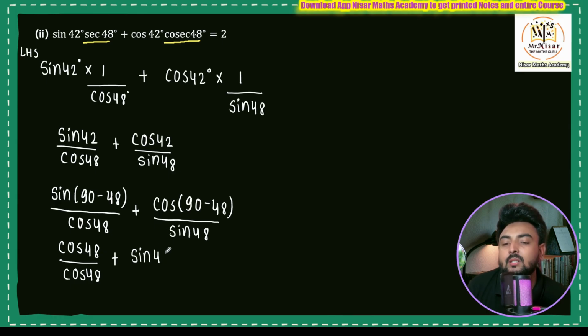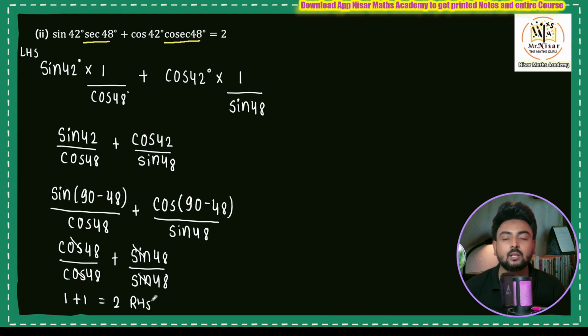So sin how much? What is the value of theta? Theta is 48. So sin 48 upon sin 48. So what will happen here? Both numerator and denominator are the same. This will get cancelled. 1 plus 1 will be 2. That is equal to RHS. Okay, very easy question it was. Let's go ahead for the next question.